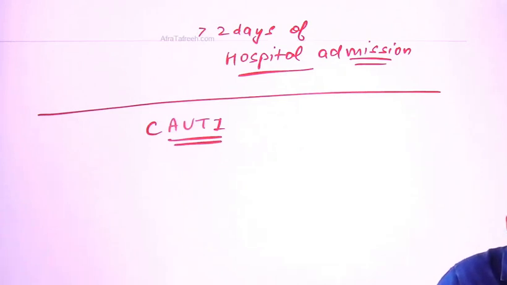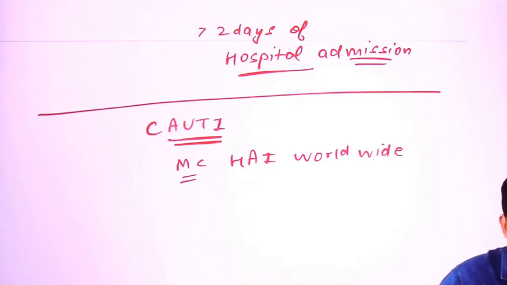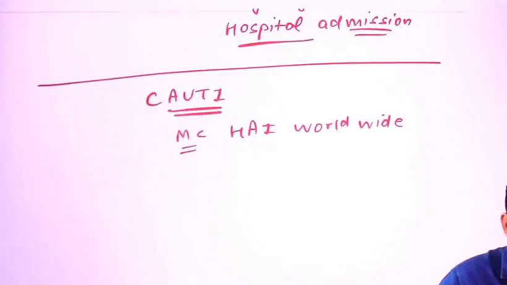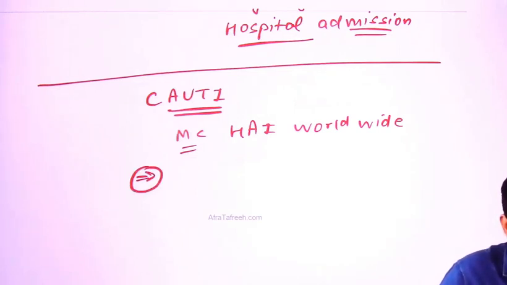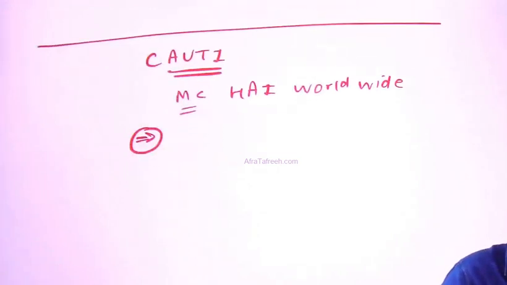What is this CAUTI? This CAUTI is the most common HAI, that is hospital acquired infection, worldwide. Obviously it happens due to what? The indwelling urinary catheter which is put. That is the main agent which leads to CAUTI. So basically, the more days the catheter is kept in, the more it will lead to CAUTI episodes.